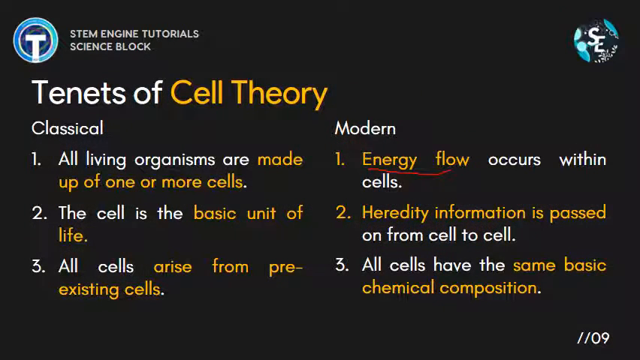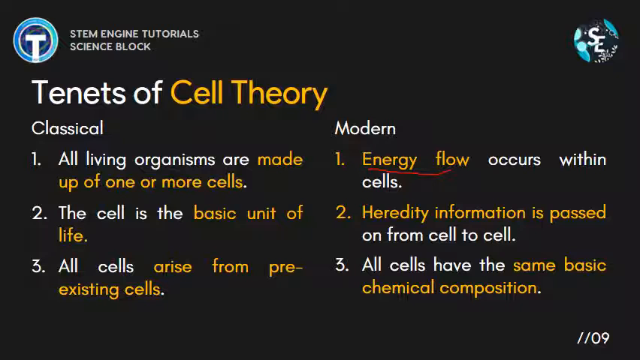So, ngayon nakita na natin kung sino ang mga primary and relevant scientists and people who developed the classical cell theory. So, we can summarize their developments and their findings into 3 statements. So, ito yung classical cell theory natin. Number 1, all living organisms are made up of one or more cells. Which explains the existence of unicellular and multicellular organisms.